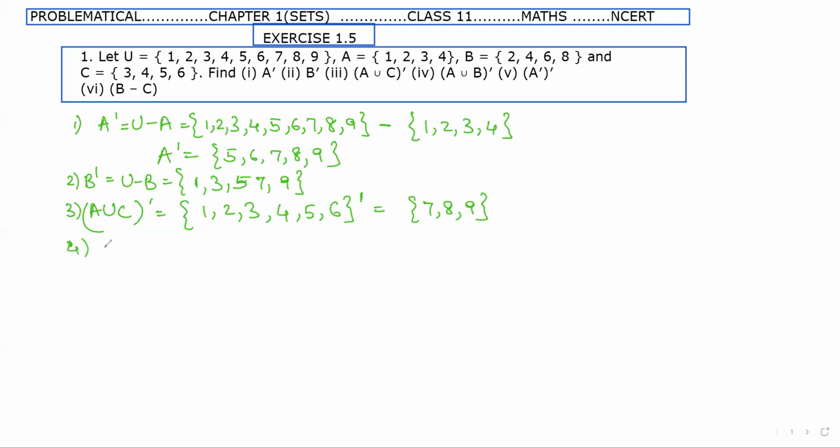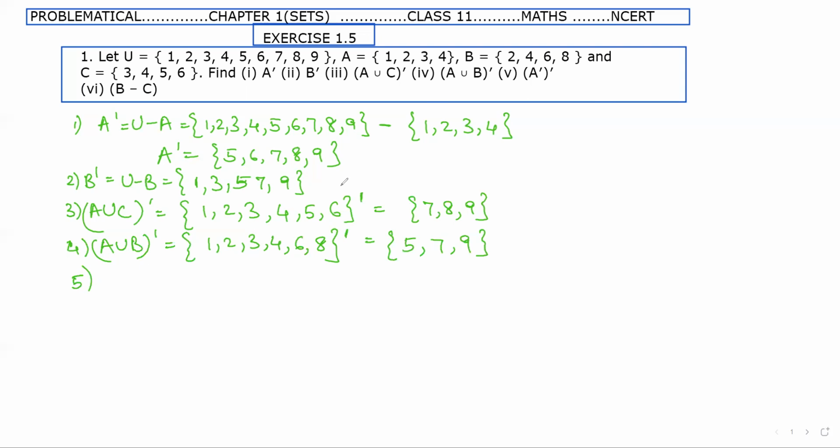Fourth, A union B whole complement. So uniting A with B now: 1, 2, 3, 4 and 2, 4, 6, 8 gives 1, 2, 3, 4, 6, and 8. And taking the complement of that, which means U minus these values, you're left with 5, 7, and 9.